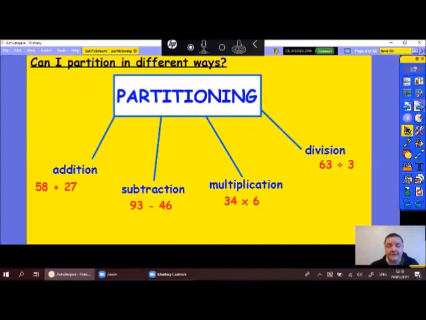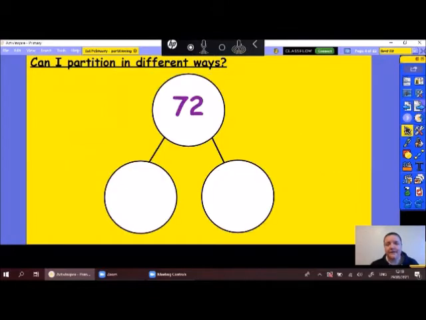And you know about partitioning in multiplication because we were doing it last week in the grid method. 34 times 6, we partition the 34 into 30 and 4. And actually you'll learn this week as well that partitioning is really useful for division too. Let's look at an example.